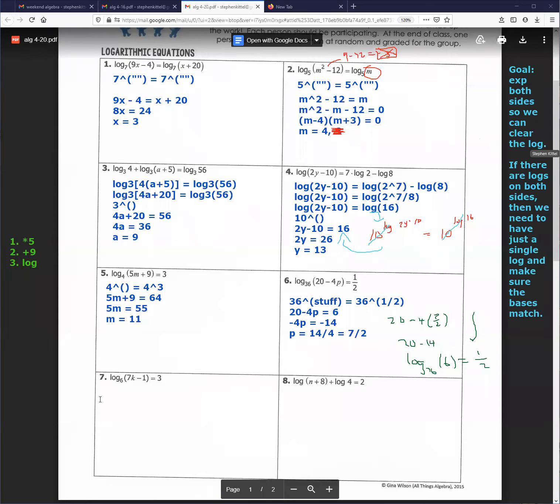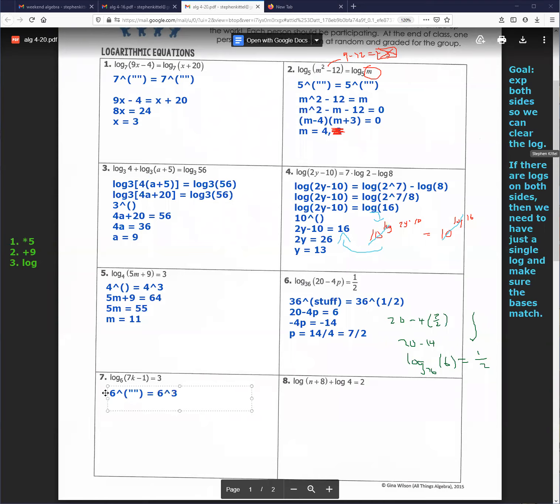All right, let's go down to the last two. All right, so what do we need to do first? Answer that to yourself before I start doing it. Outermost step is the log base 6. So we need to get rid of the log base 6 by doing 6 to the, everything that we had on the left side is equal to 6 to the third.